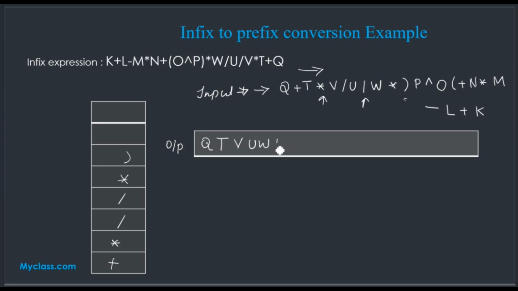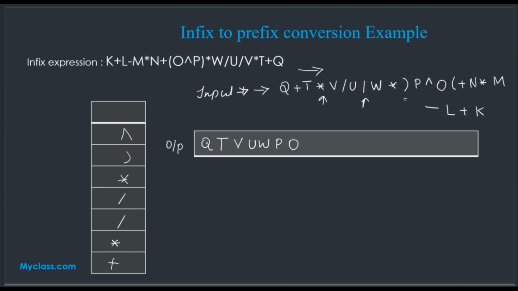Now there is another operand, P. Next is an operator, exponential. When exponential came, we want to check lots of conditions, but in this particular case there is only a closing bracket, so no need to worry, we are just pushing that operator into our stack. Now another thing came, O. We are adding this into our output expression.